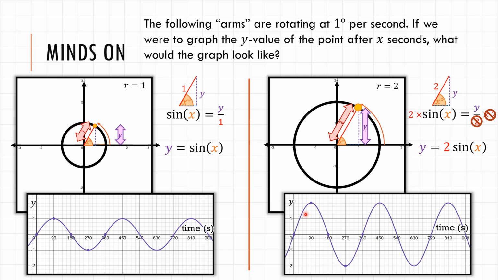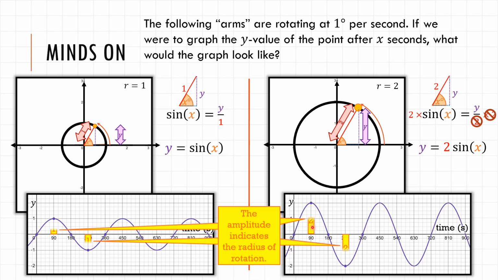Well, in this case, the y value of that point, after a 90-degree rotation, you can see it should be up here. And that is actually 2 units above the x-axis, not 1 like it was here. It's twice the height. And in this case, the only difference between these two graphs seems to be the amplitude. And that's one thing to take away from this investigation, that as the radius of the wheel gets bigger, that controls the amplitude.